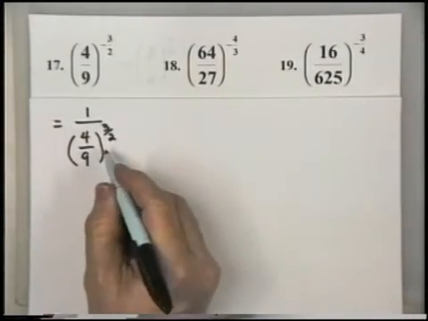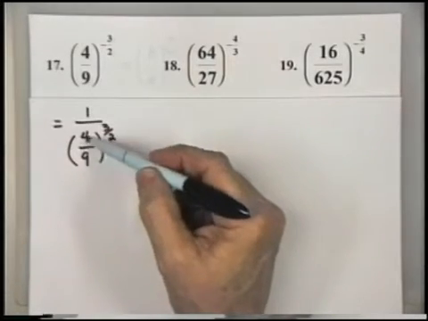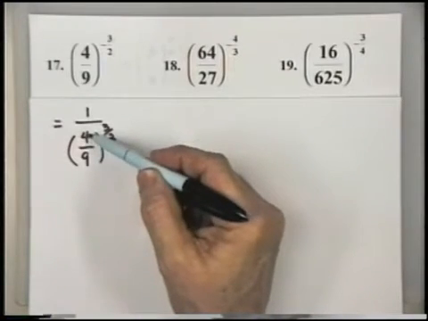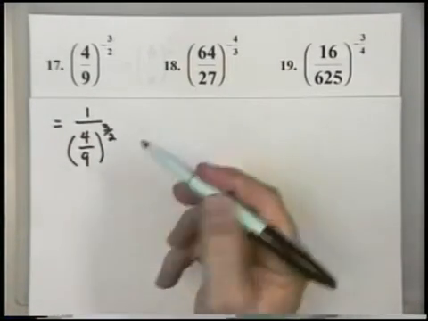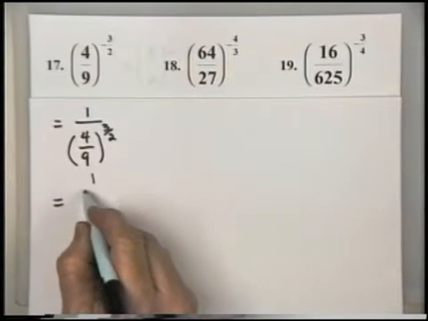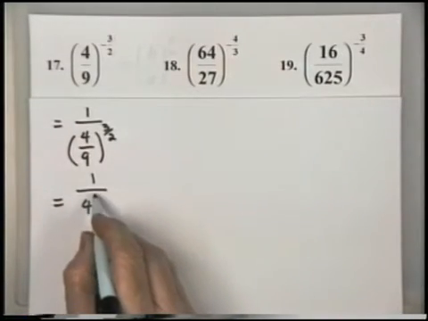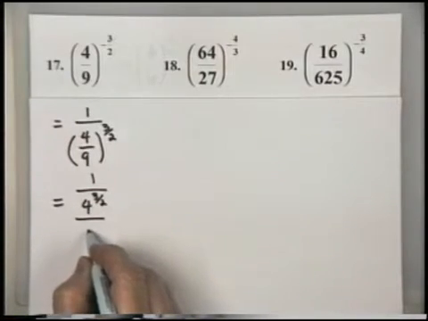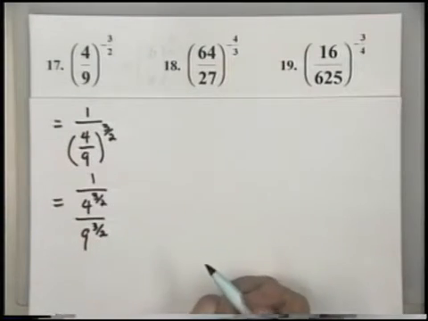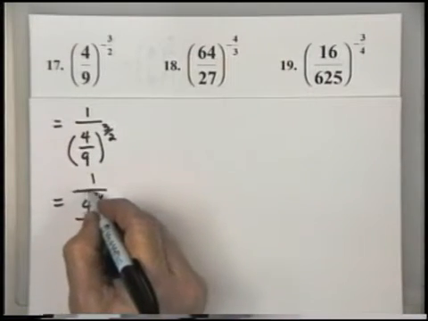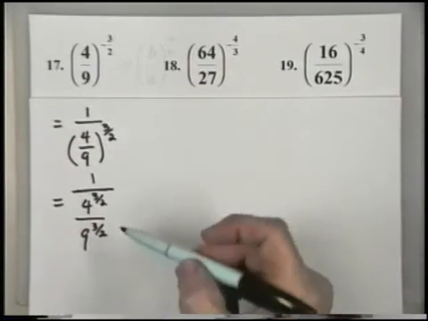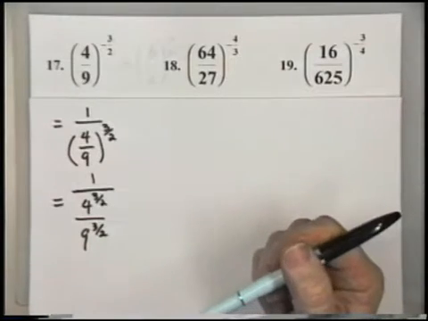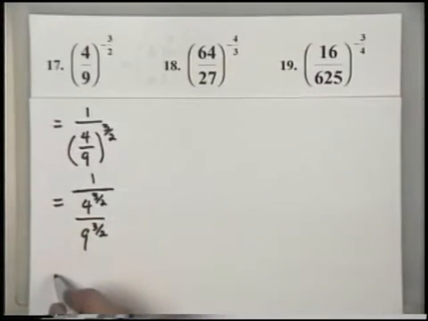And now I'm just going to use the laws of exponents. This is a power of a fraction, and I know a power of a fraction, I raise both numerator and denominator to that exponent. So this would be 1 over 4 to the 3/2 over 9 to the 3/2. Make this one a little bit bigger, emphasize. And now evaluate those.